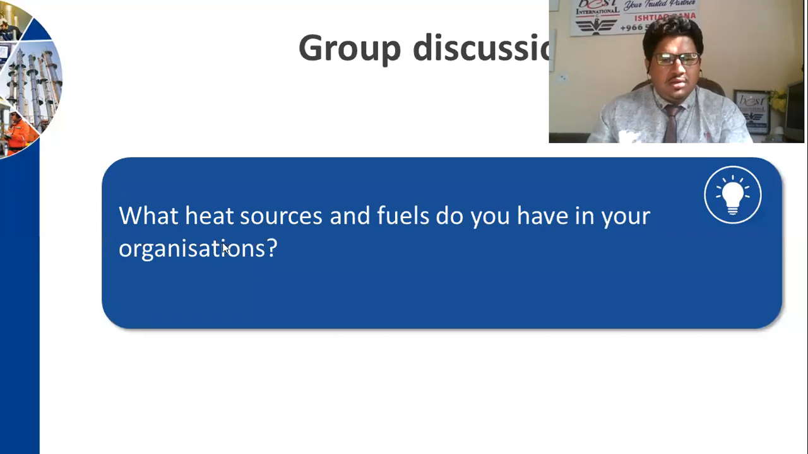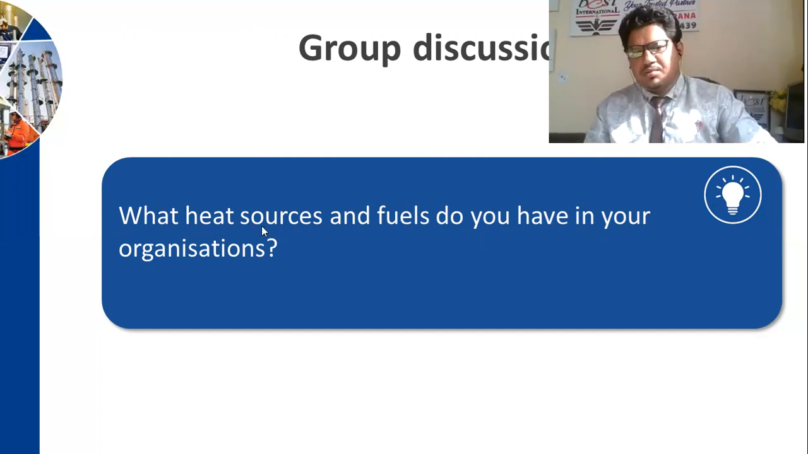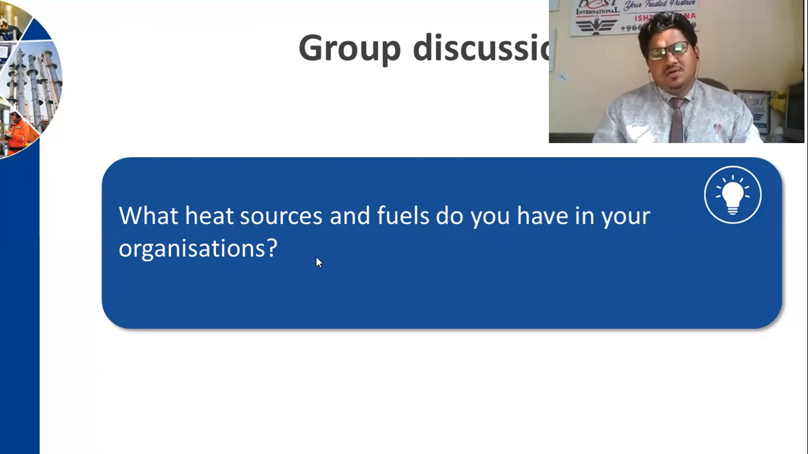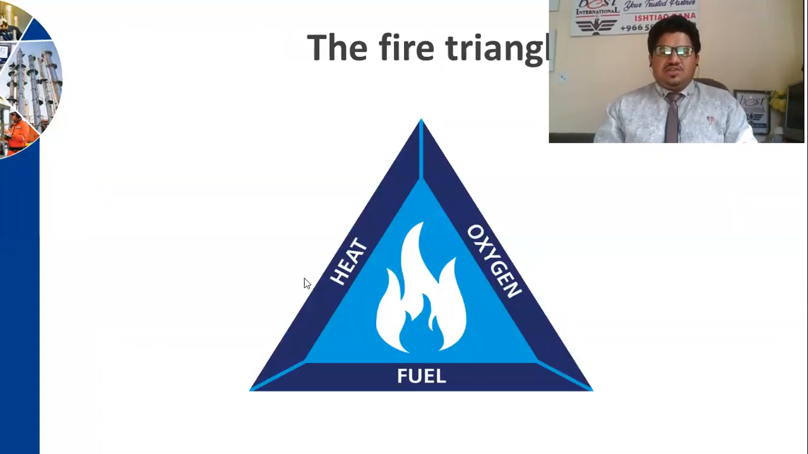And as usual, there is a question for all of you, some food for thought. What heat sources and fuel do you have in your organization? Think about it, and then think about the processes, the materials, or any other reason you believe could be available as a heat source or fuel in your organization. So the fire triangle is all about heat, oxygen, and fuel. This is the fire triangle, and a chemical reaction is mandatory. Then fire will be there for sure.